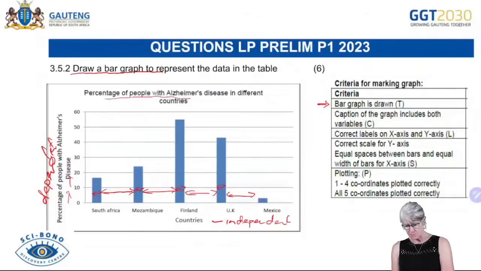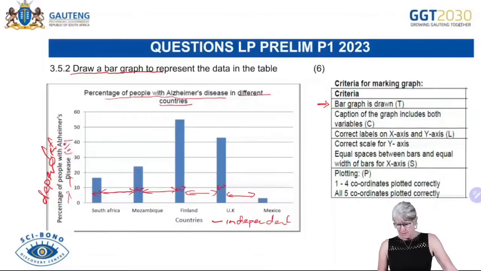There's my percentage of people, and here my different countries. All right, and then in this case, they've told us it's percentage, but if they didn't say specifically, then I would have put in percentage, my units. I always need to indicate my units, okay, in a graph.